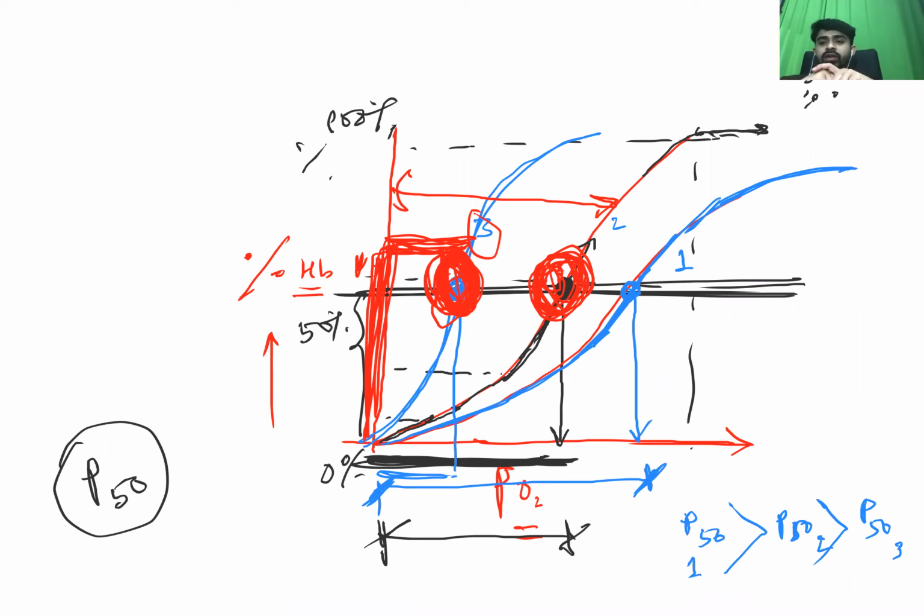Are you getting me? Yes, sir. Okay. So number 1, more oxygen, same saturation. Number 2, less oxygen, 50%, same saturation. Number 3, least oxygen supply, still same saturation.